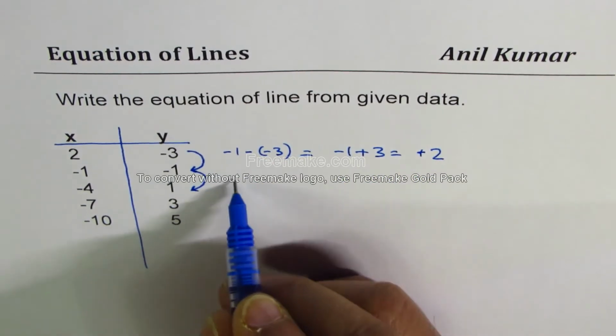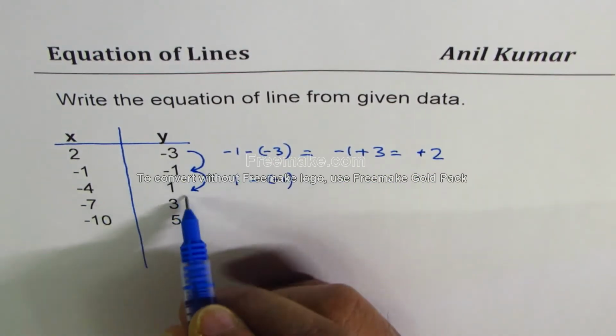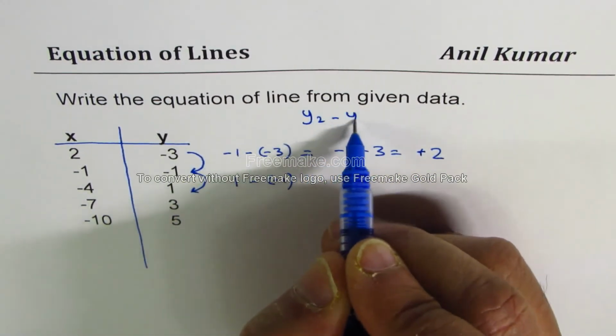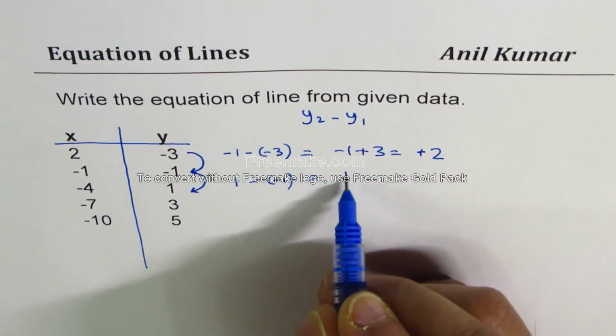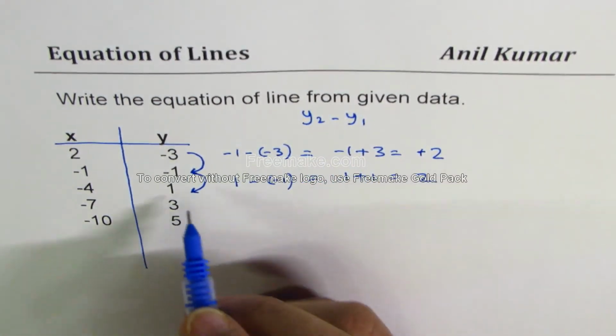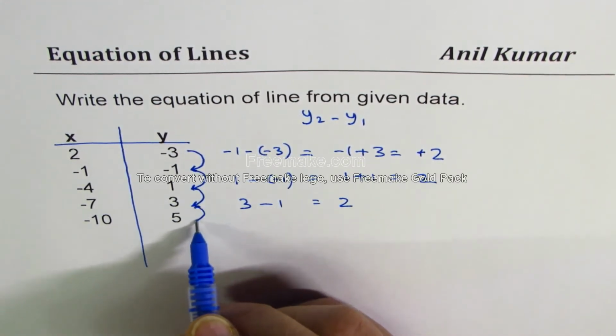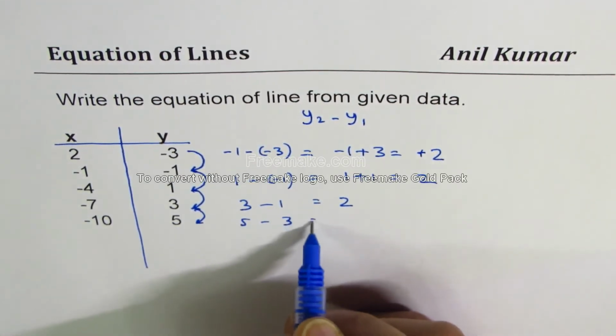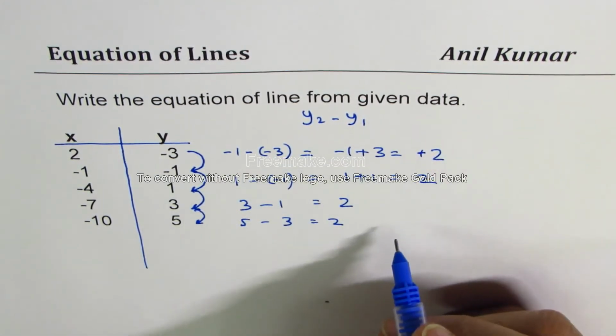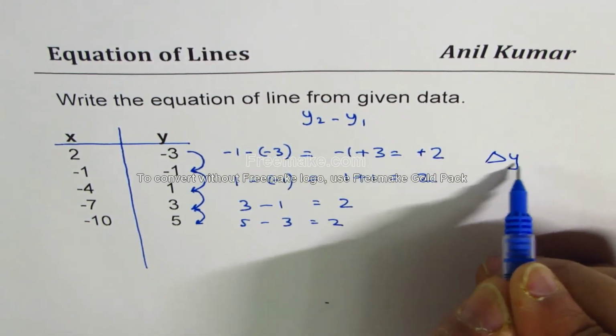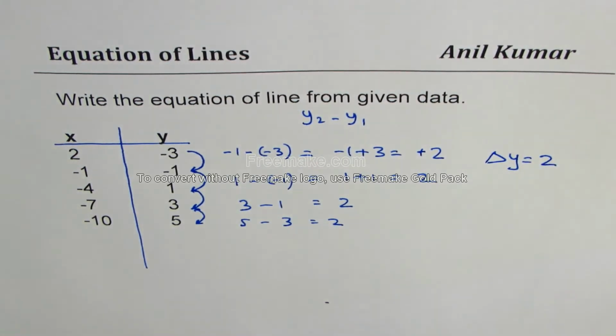Then again, 1 minus minus 1. So that is y2 minus y1 we are doing, correct? And that is 1 plus 1, which is again plus 2. And then we have 3 minus 1, which is 2. And 5 minus 3 equals 2. So what we see here is the change in y is equal to plus 2.